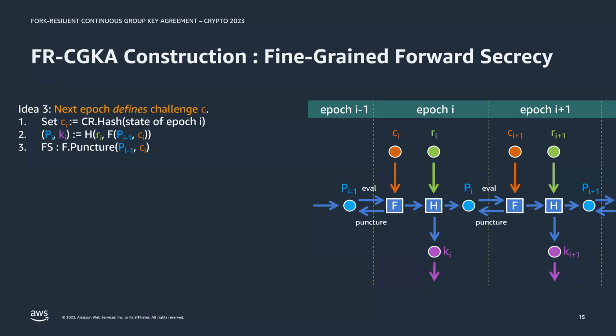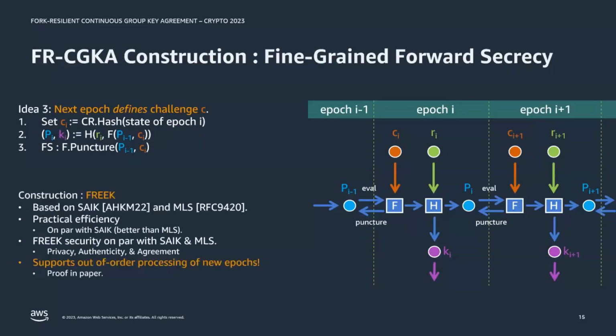How does this address the problem? Well, think about it. If the adversary wants to reuse this challenge from Alice, his hands are tied. He's going to have to reuse everything about the epoch. So he's just going to create the exact same epoch. So this is indeed the core of our first construction, the protocol we call Freak, based on SAKE, which in turn is based on MLS.